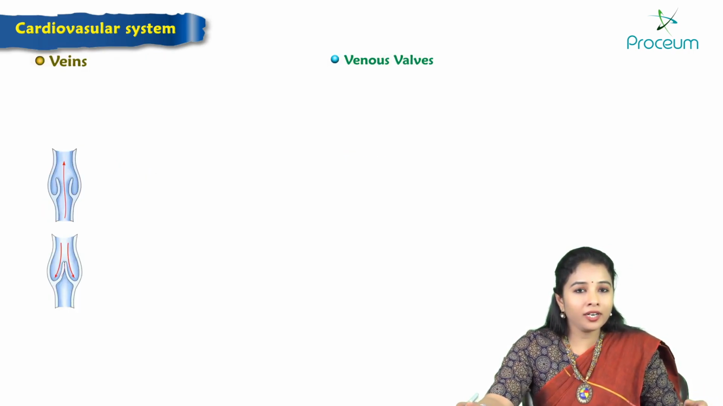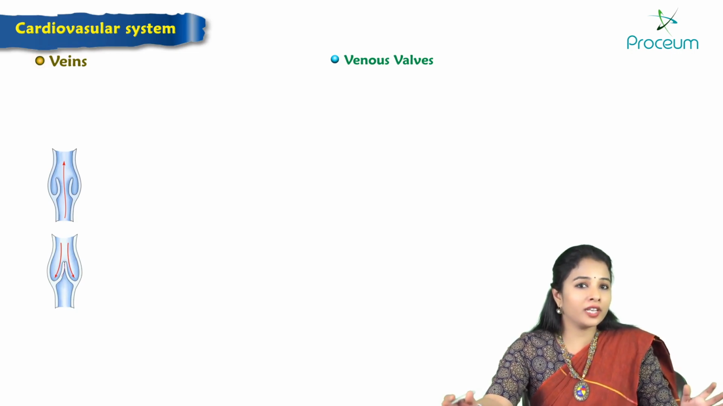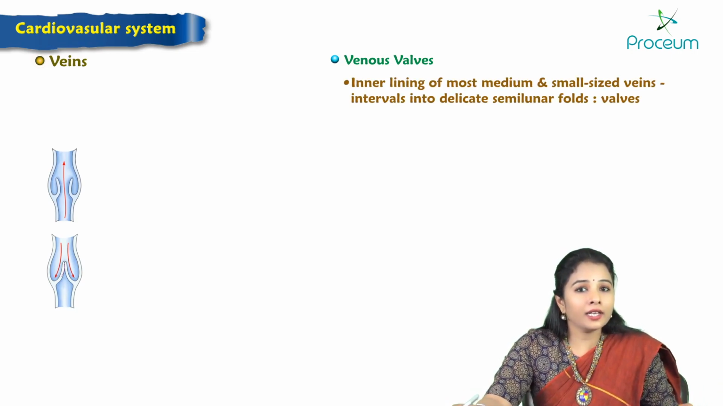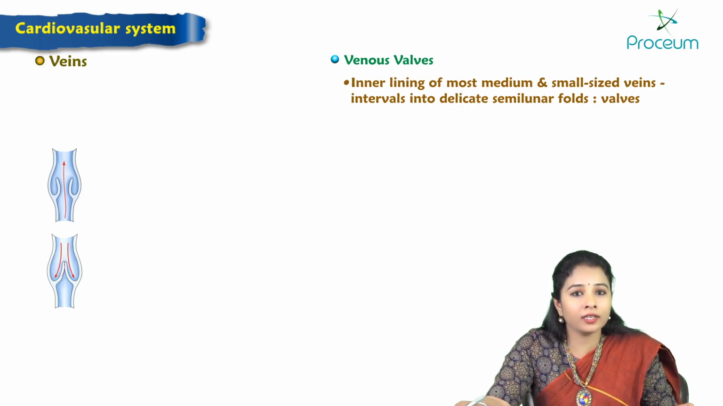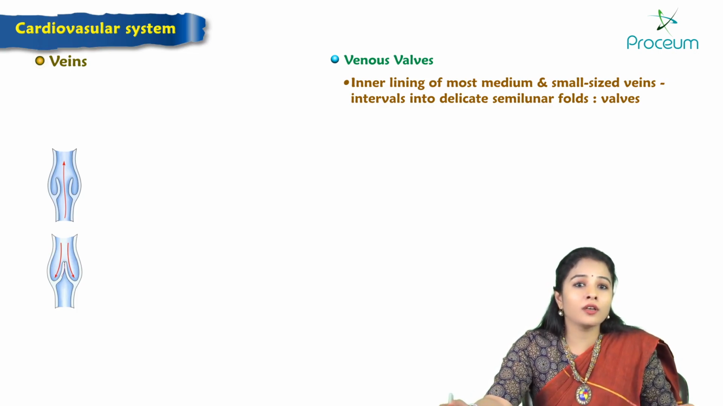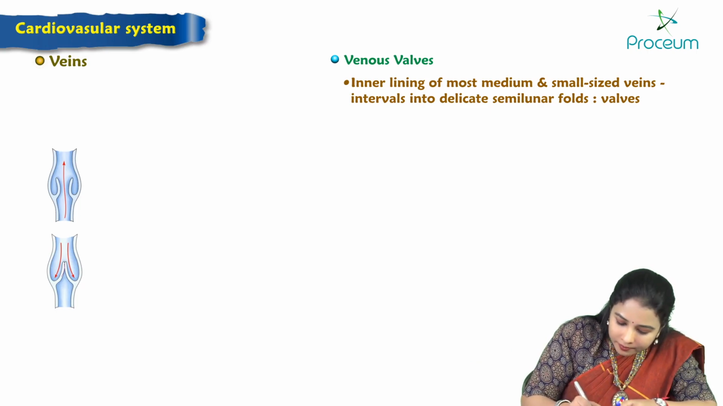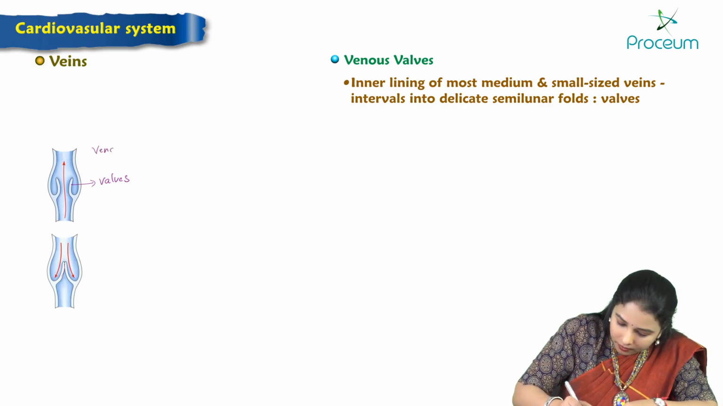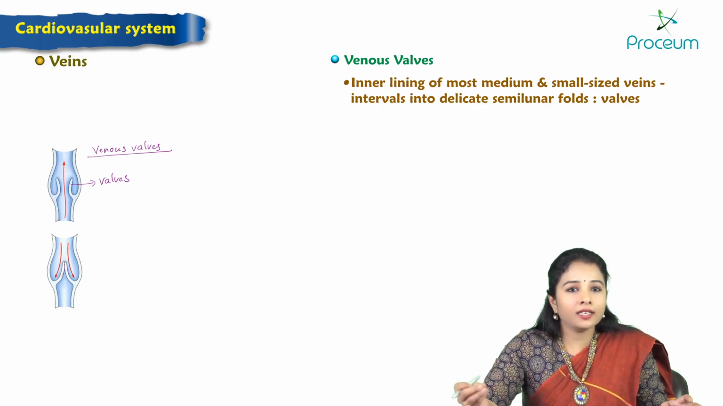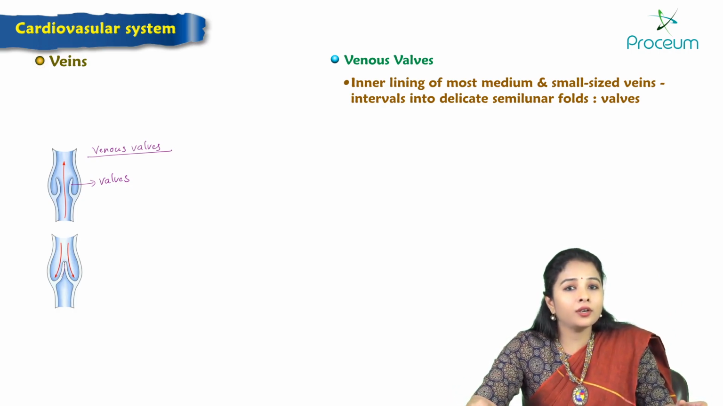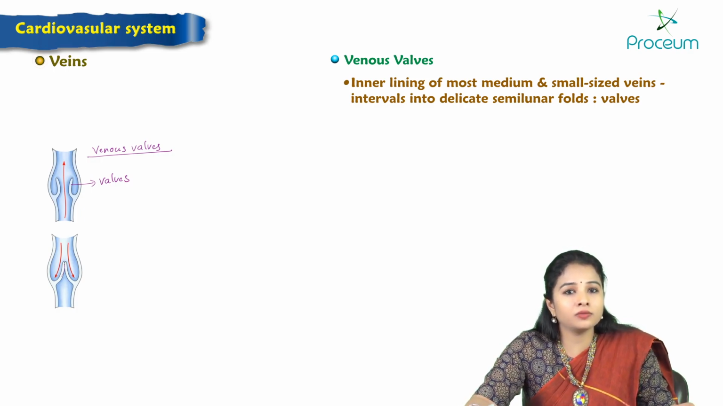Venous valves. So we will talk a little more in detail about these venous valves. We know veins contain valves. So the inner lining of most of the medium and small sized veins is thrown into folds. So at particular intervals, they are thrown into delicate semilunar folds which are called valves. So these are delicate semilunar folds of the endothelium, which are called venous valves.